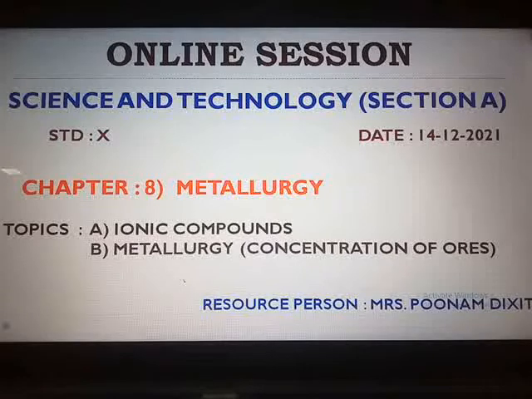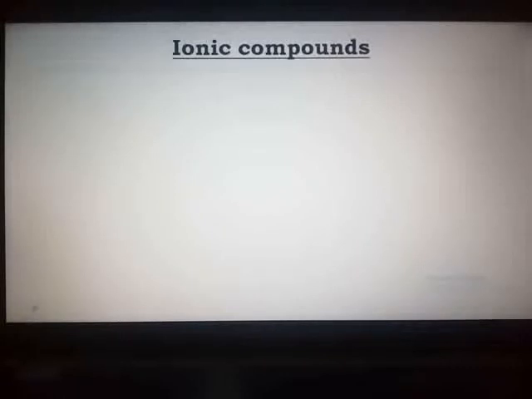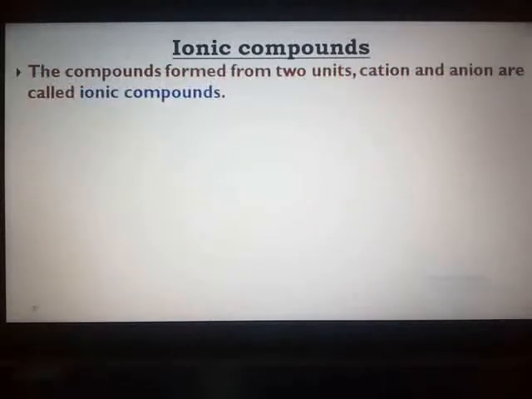What is an ionic compound? How an ionic compound is formed, I need not tell you, because from the 9th standard you have studied the formation of sodium chloride, common salt, which is nothing but an ionic compound. Ionic compounds are nothing but the compounds which are formed from two units, that is the cation and anion. They are called ionic compounds, a simple definition.